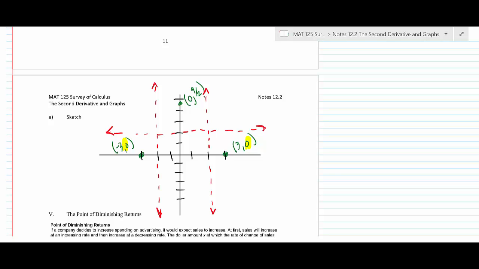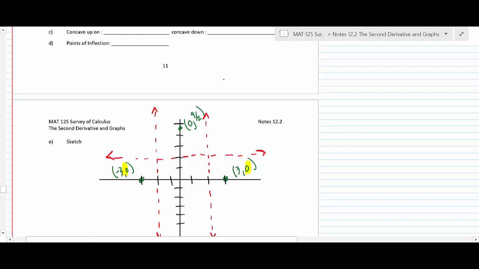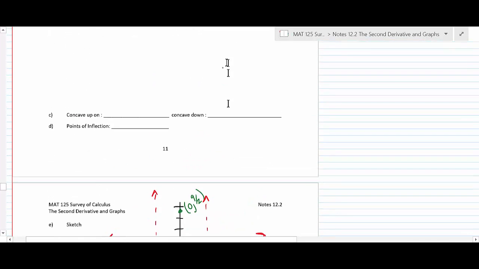Now, what happens here, we don't know. It could go like that. It could be concave up. It could be concave down. It could do all kinds of things. So we're going to do the calculus to figure out the rest of this, but you already have a pretty good picture of how this goes.